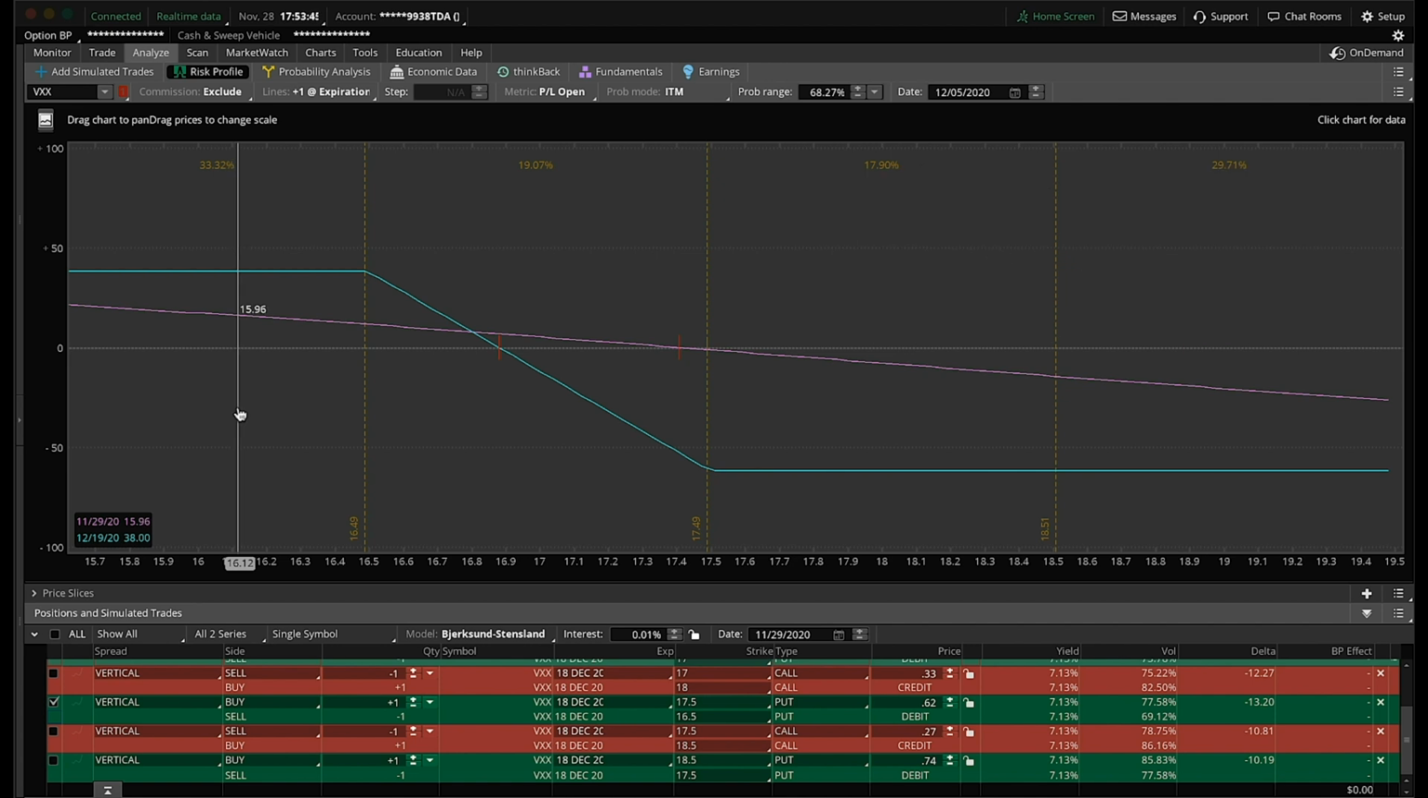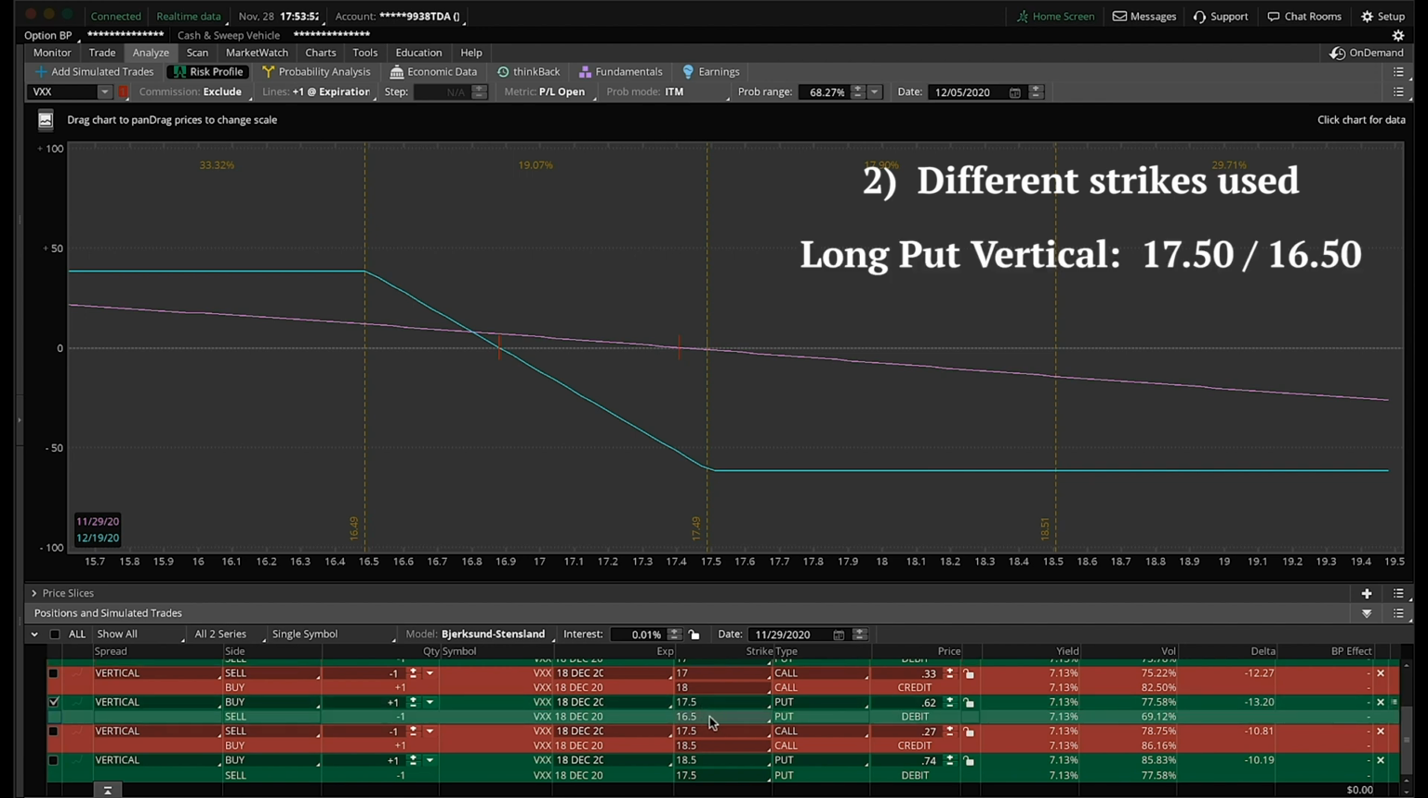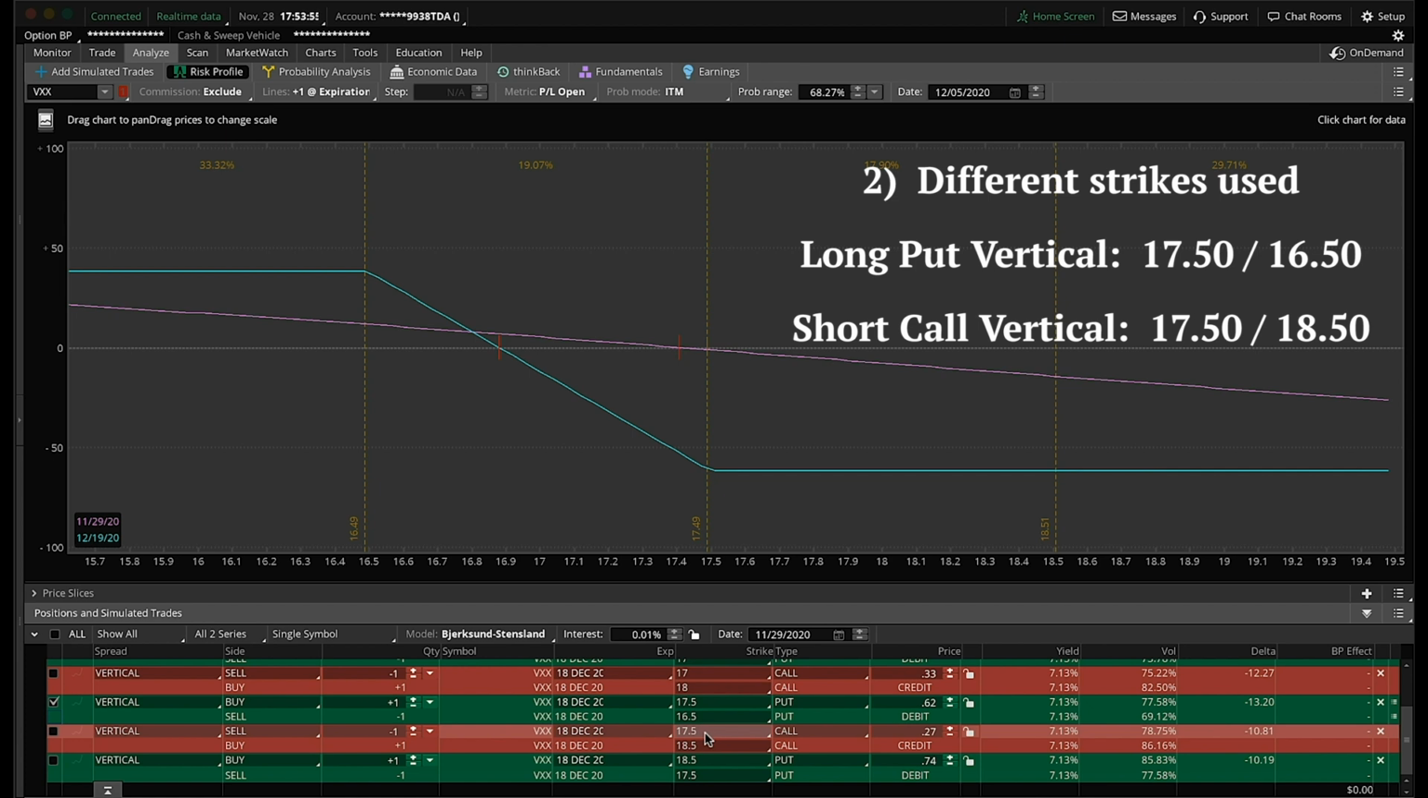But the second thing we have to note, you can see down here, these are actually trading different strike prices. For this one, we're using the 1750, 1650, and for the short call vertical, we're using the 1750, 1850. So when we're comparing these two trades, they're not quite the same thing. We're not comparing apples to apples here.